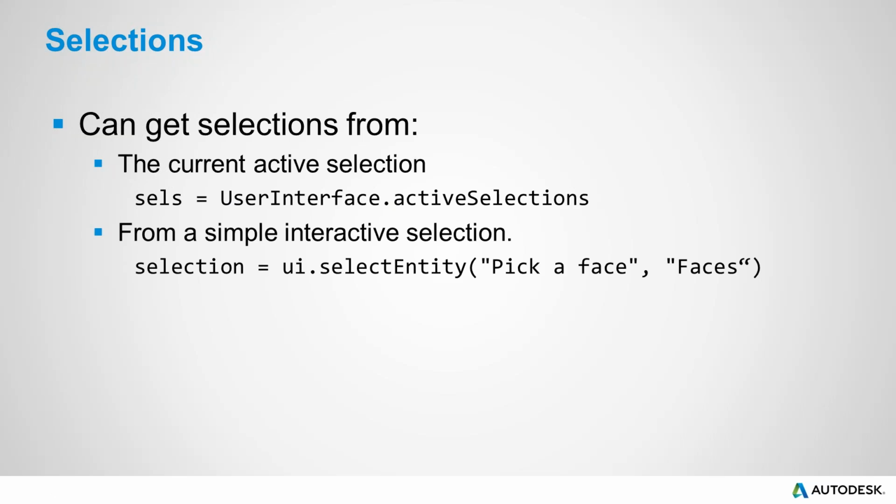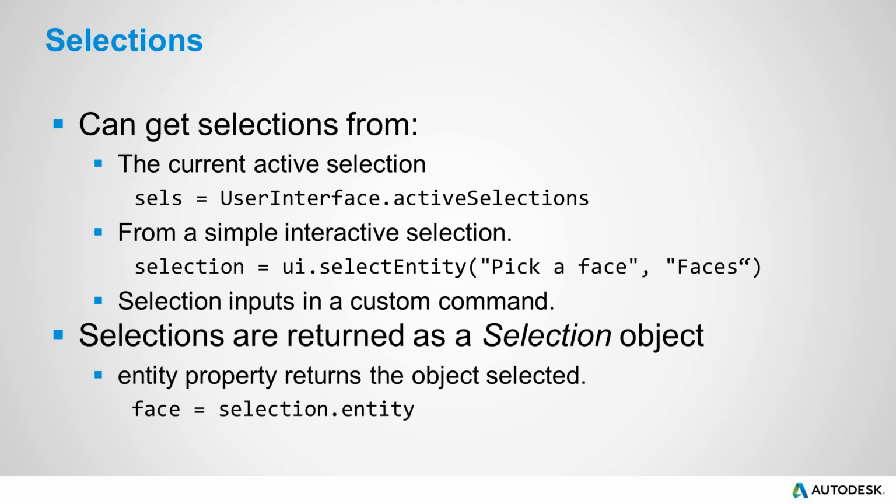I can also, in a script, do this really simple selection where I just call this function. The first argument is a string, the prompt, and the second one is a filter; what's available is listed in the help. In this case, the user can only select faces, and then it returns back a selection object. And then I can also create a custom command that prompts the user to select some things.